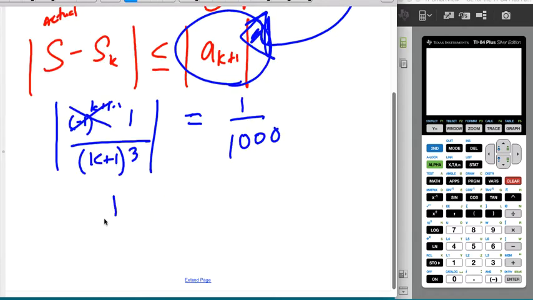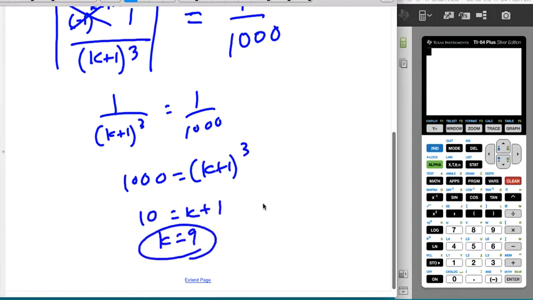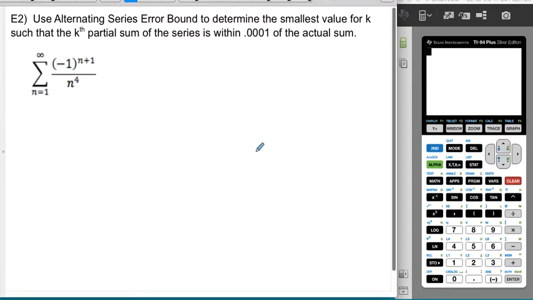So 1 over (k plus 1) cubed equals 1 over 1,000. 1,000 equals (k plus 1) cubed. If I cube root both sides, I get 10 is k plus 1, so it seems like I'm looking for the 9th term. Right, so I need the sum of the first 9 terms to get within 1/1000. All right, let's try another one.